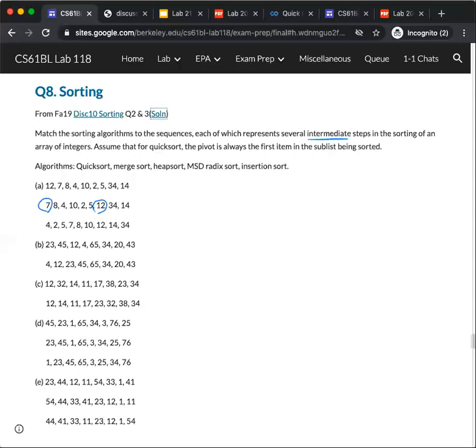So we use 12 as our first pivot because, again, the pivot is always the first item in our scenario. All the elements to the left are less than the pivot and all the elements to the right of 12 are greater. So this must be quicksort. And in fact, this is correct because if you look at the next sequence, we know that the 7 is going to be the pivot of this subarray, and these left numbers are less than 7 and these right-hand numbers are greater than 7. So we can say that this is quicksort.